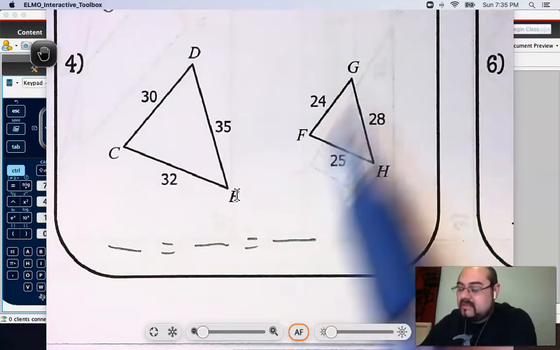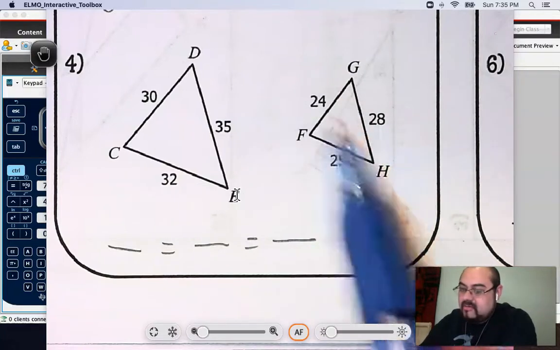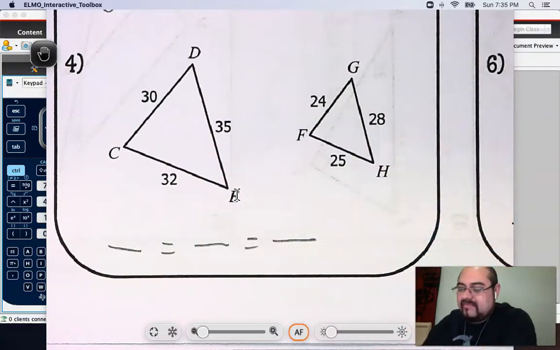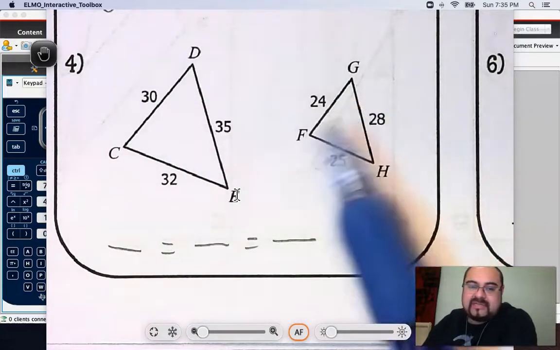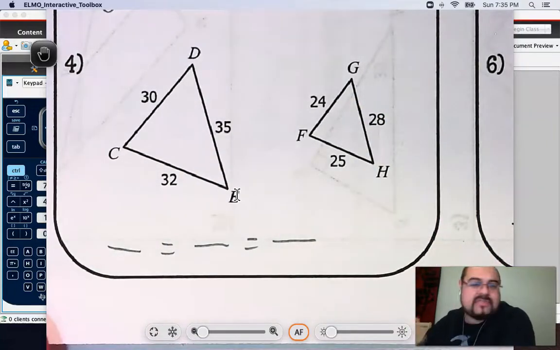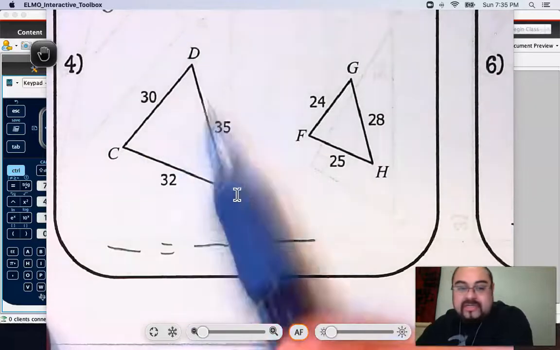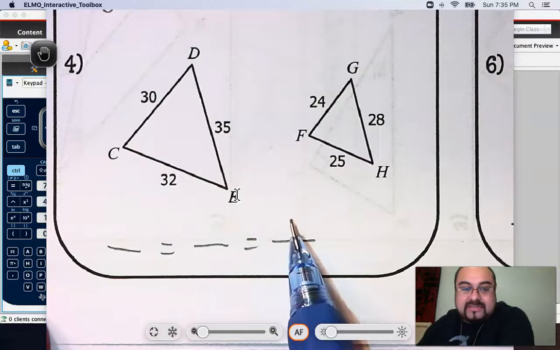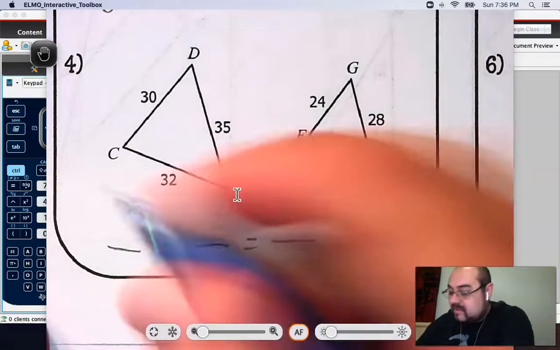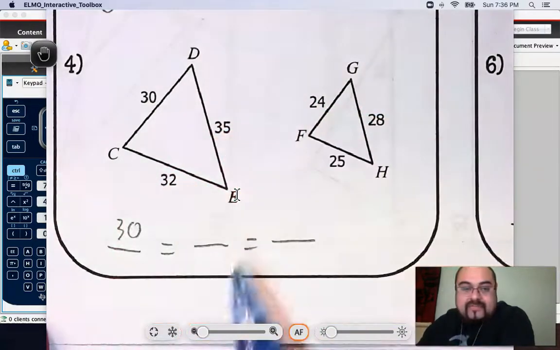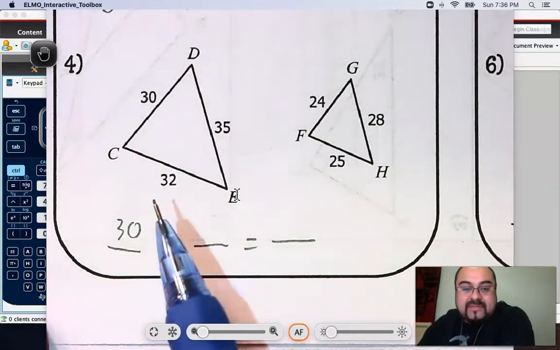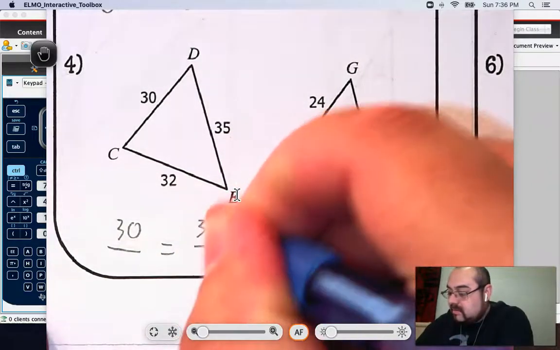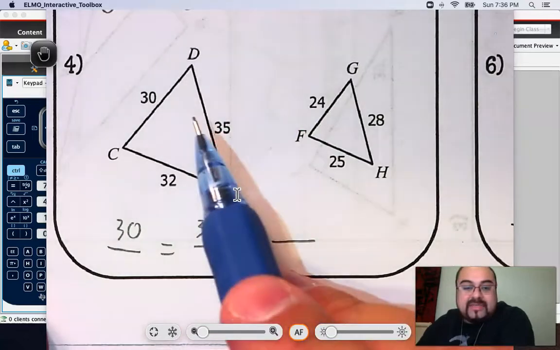Okay, you can do it either way. You can start here and go back this way, but since reading left to right is kind of a natural thing for us, you can do that. If you do it the other way, it's not wrong. You just have to make sure you stay consistent. Okay, so bigger triangle. Let's go ahead and order the sides from smallest to biggest. Okay, the smallest side here is going to be 30. The one in the middle is going to be 32. And the largest side is going to be 35.